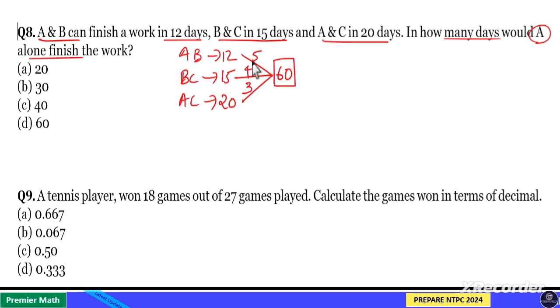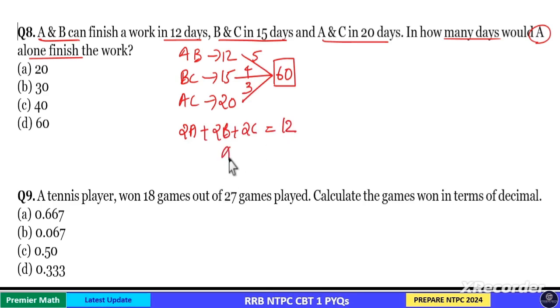A and B can finish 5 units of work in one day. B and C finish 4 units of work in one day. A and C finish 3 units of work in one day. Here if you add AB, BC, AC, which is 2A plus 2B plus 2C, they will finish 5 plus 4 plus 3, 12 units of work in one day. Then A plus B plus C will finish 6 units in one day. Now A and B finish 5 units in one day, so C will finish 1 unit in one day. 5 plus 1 is 6.